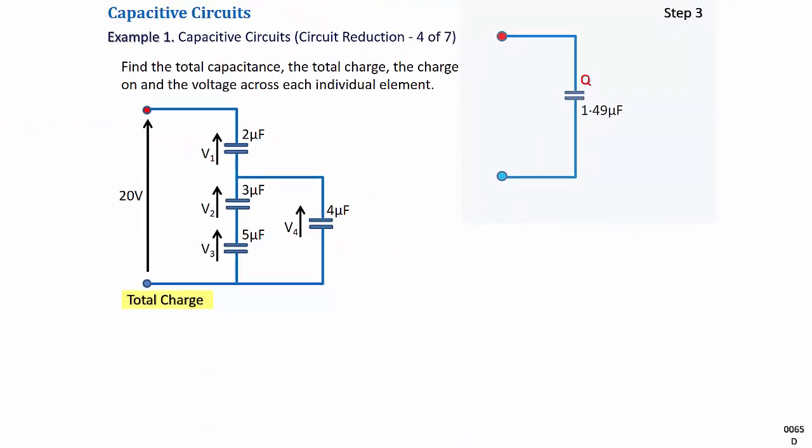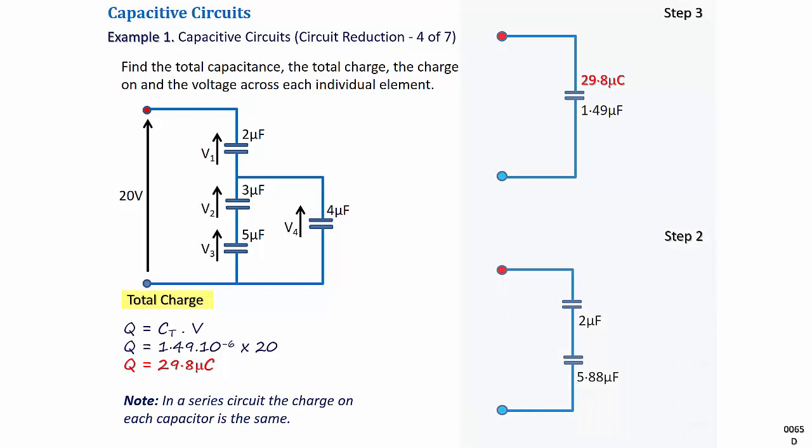To find the total circuit charge Q, applying the formula to the equivalent circuit from step 3, Q equals CT times V. Substituting the values, Q equals 1.49 times 10 to the power minus 6 times 20, which equals 29.8 microcoulomb.